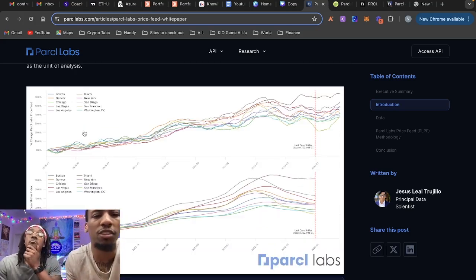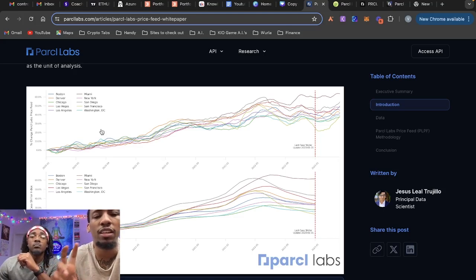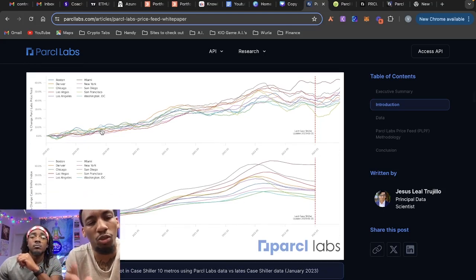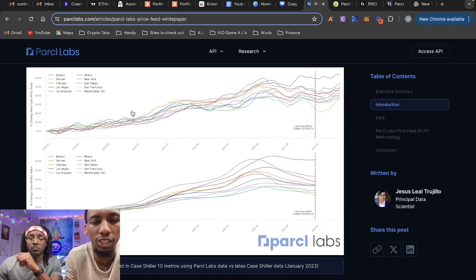If you look at this chart, they're basically not only accounting for all the transactions, but the data is in more real time, or I'm not going to say real time, but closer to real time. It's not a 2-month lag. And that shows why this line showing the price feed for all these different cities is more bumpy. Because when there's a lag, it just gives you general information.